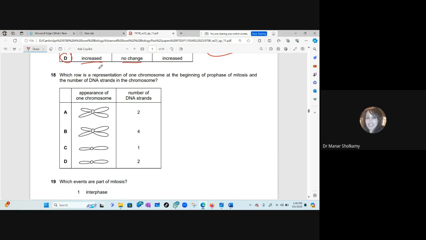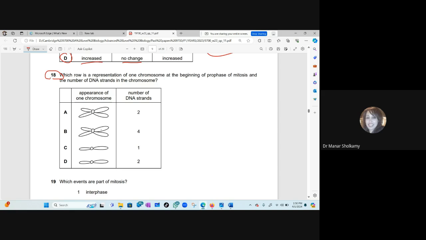Which row is a representation of one chromosome at the beginning of the prophase of mitosis and the number of DNA strands? This is very easy. How many DNA strands here? In prophase, they still did not split. Maryam, can you tell me what's the answer for 18? A. No. Why A? How many strands do we have?